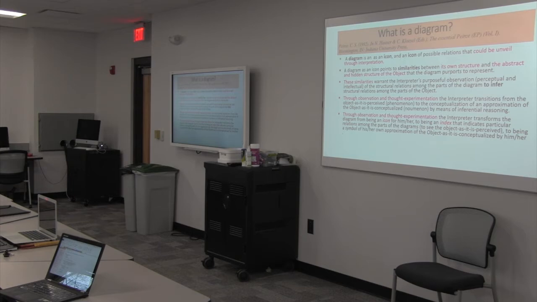Through observation, and I love this idea of thought experimentation that comes from Herzog, the interpreter transitions from an object as it is perceived to the conceptualization of an approximation of an object as it is conceptualized by means of inferential reasoning, that compares abduction, induction, and deduction. Through observation and experimentation, the interpreter transforms the diagram from being an icon for him or her to being an index that indicates particular relations among the parts of the diagram, to being a symbol of his or her own approximation of the object as it is conceptualized by the interpreter.